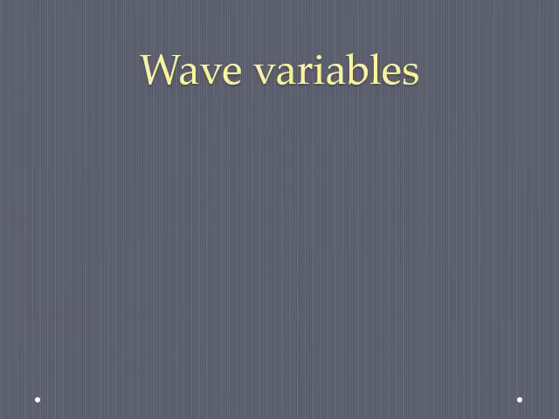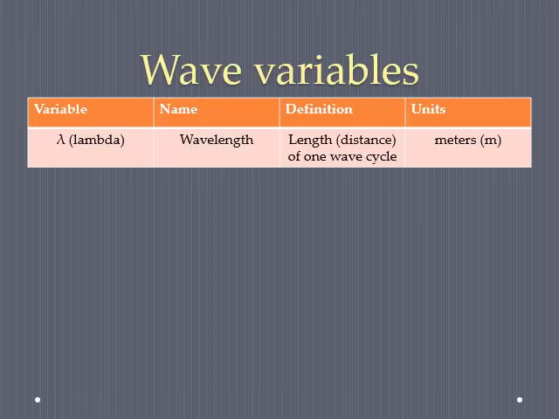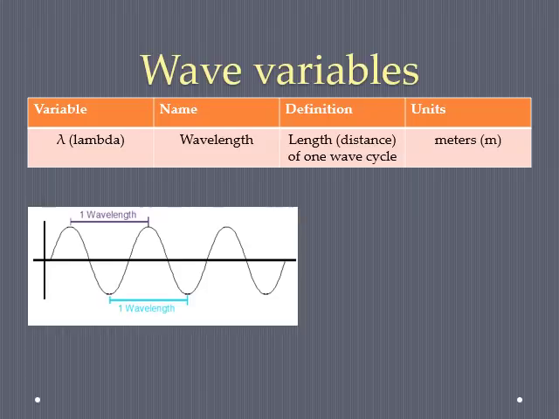The third and final wave variable that you'll be held accountable for is known as wavelength. Wavelength is represented by the variable lambda, which is sort of drawn as a funny upside down y. The definition of wavelength is the length or distance of one complete wave cycle. Because it's a distance, it's always going to be measured in meters.